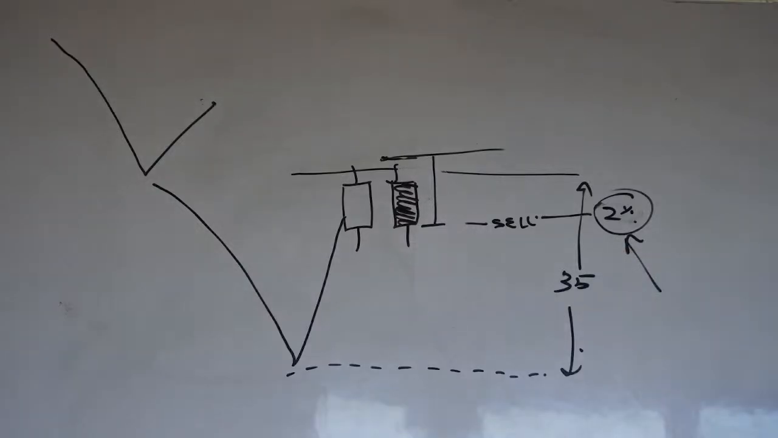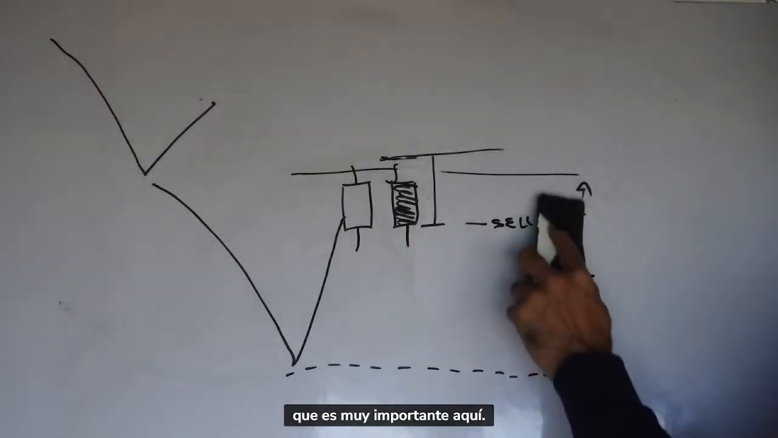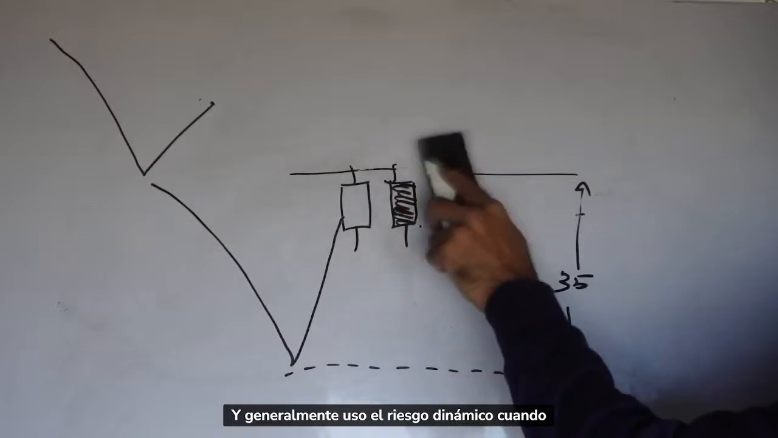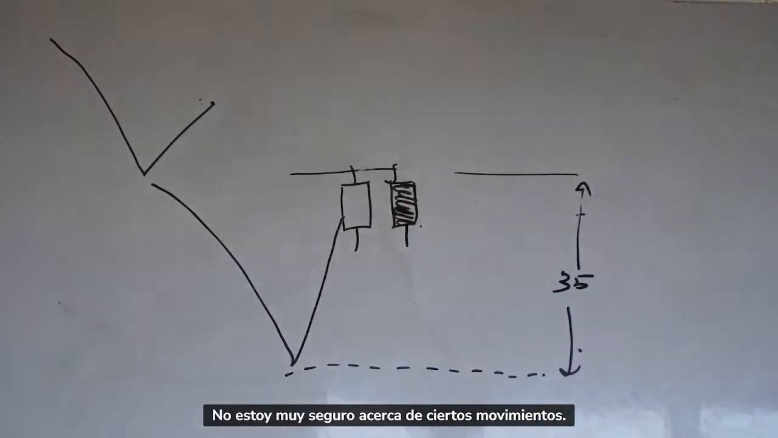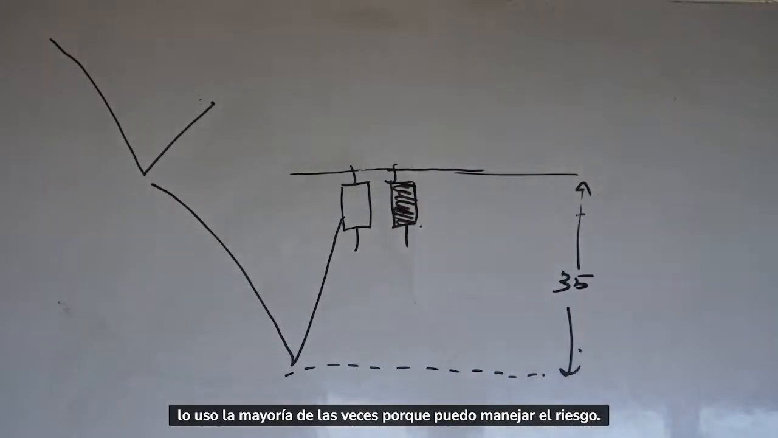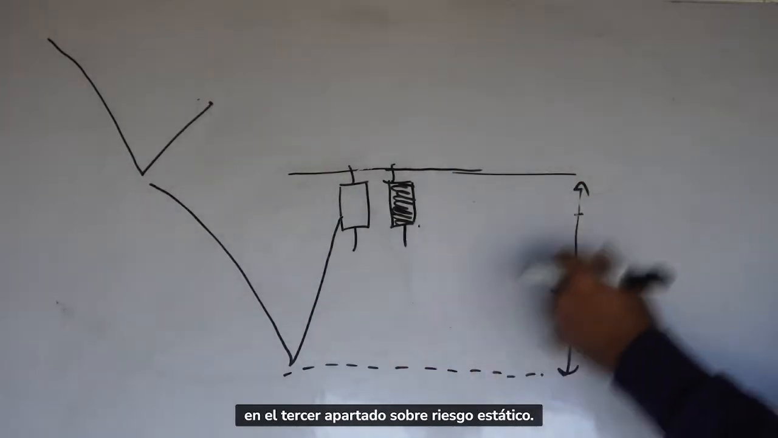That's static risk. Now, let's talk about dynamic risk, which is very, very important here. And usually I use dynamic risk when I'm not too sure about certain moves. Static risk, most times I use static risk because I can manage risk. And we're going to talk about managing risk in the third section on static risk.